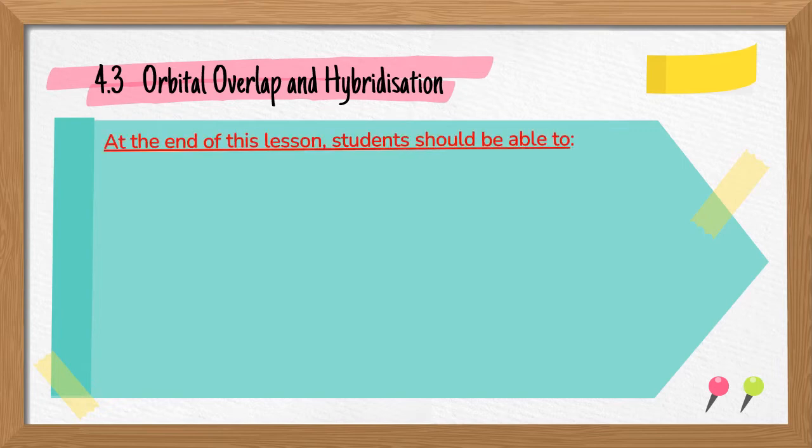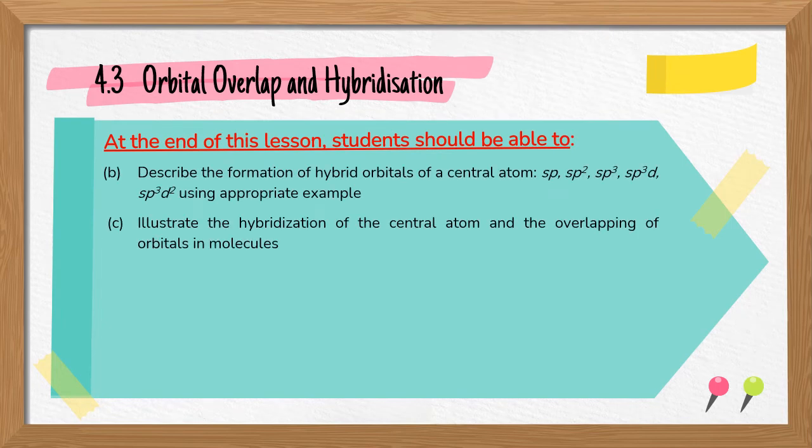And at the end of this lesson, you should be able to first describe the formation of hybrid orbitals of a central atom and then illustrate the hybridization of the central atom and the overlapping of orbitals in the molecules.